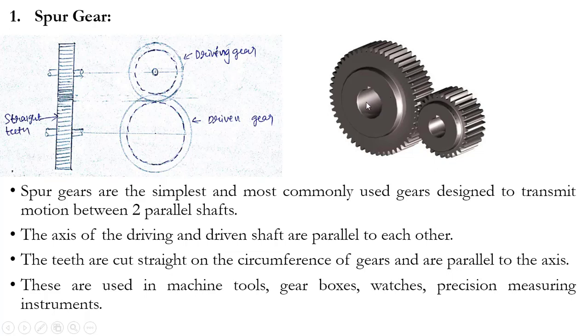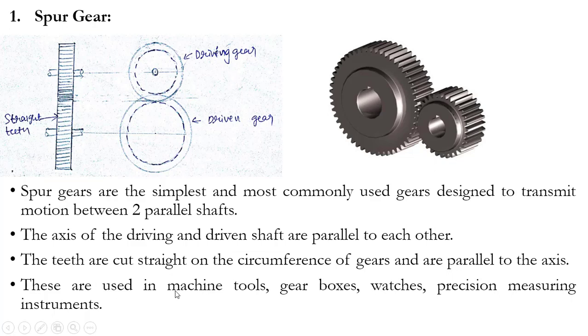This is the axis. This gear will be mounted on the shaft. So definitely this will become the axis of that shaft, and then these teeth are cut straight on the circumference of the gear and will be definitely parallel to the axis of the shaft. Here you can see that representation. These are the straight teeth which are cut on the circumference of that gear, and definitely these teeth will be parallel to the axis of the shaft.